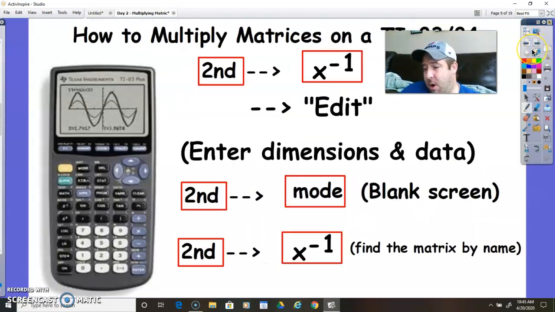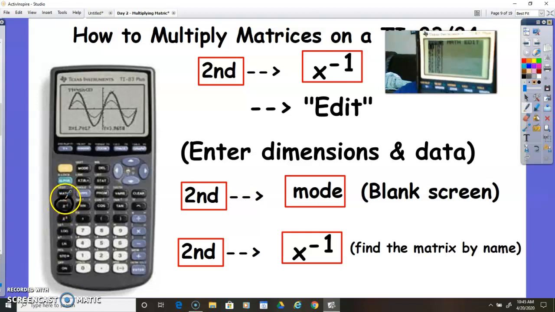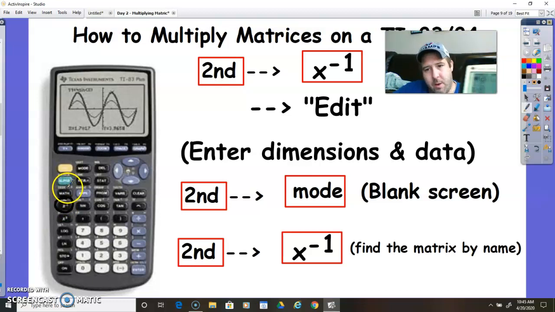Now, do keep in mind that this can all be done in your graphing calculator, as I pull mine out at this point. This is actually very, very easy done in the graphing calculator. So if you go to matrix, which it tells you right here, it's second x to the negative 1. You'll see the word matrix right there on top. So if you go second matrix, it gives you this screen. And then you're going to go right twice to edit. And when you do that, it looks like this. And then you can press enter.